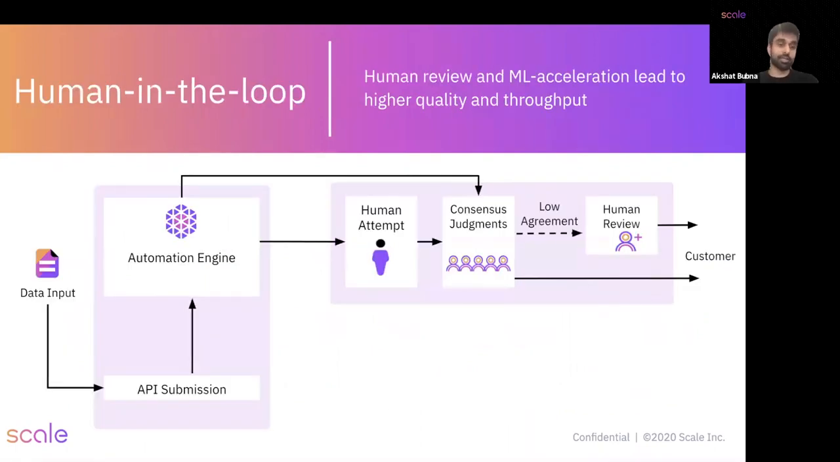And really quickly, what does a data labeling pipeline look like? This is a very simplified version of a data labeling pipeline at Scale, where we get customer data through our API. It goes through our automation engine, which could be ML pre-labeling, or other pre-processing of various forms. And then it goes through a whole series of humans that label it and process it in various ways before it gets to a customer. And this is basically what human in the loop means. It's humans interacting with models to produce an output.